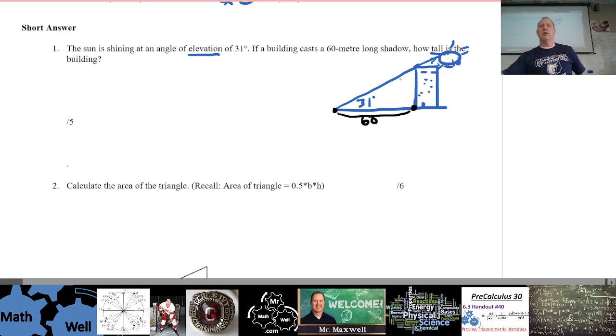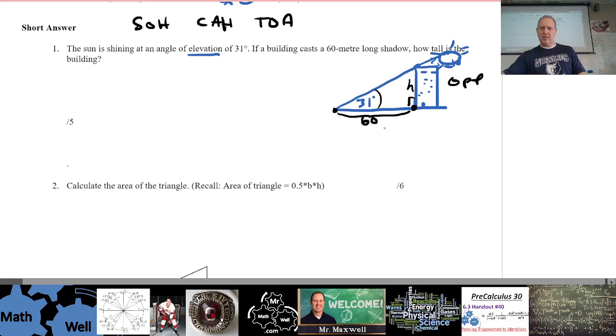Cool. How tall? So we're looking for the height here. So what trig function do you think we should use? Because it's a right angle triangle, because buildings are built straight up and down. So you can always assume that a flagpole or a building always makes a 90. So SOH CAH TOA, which one?